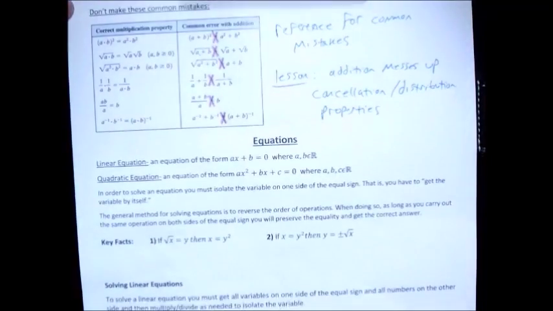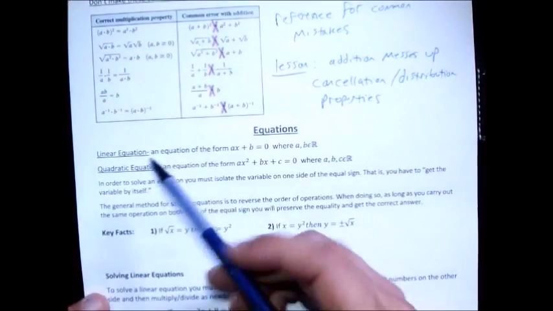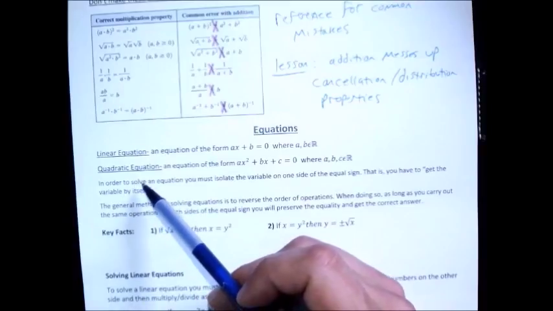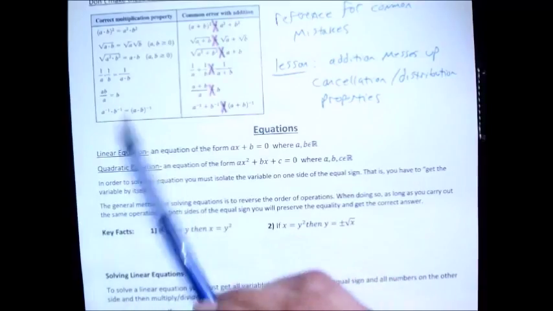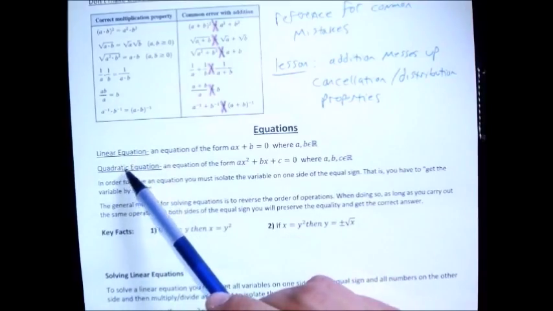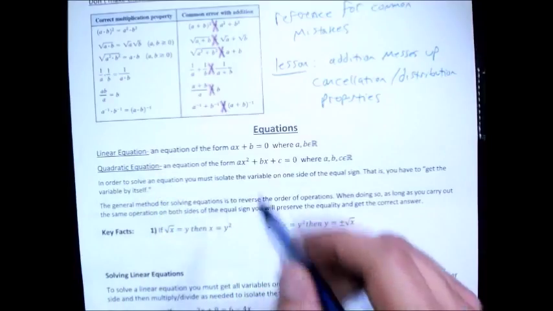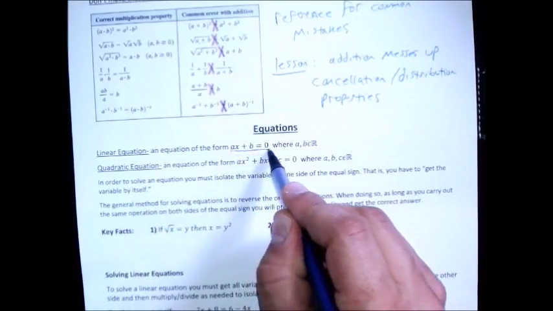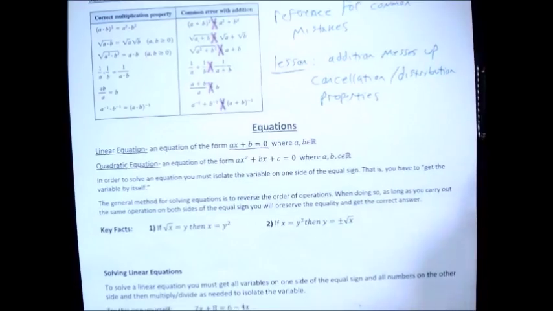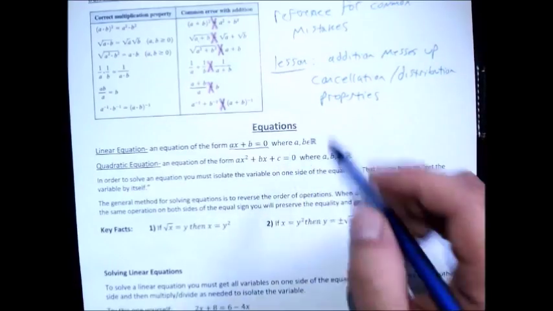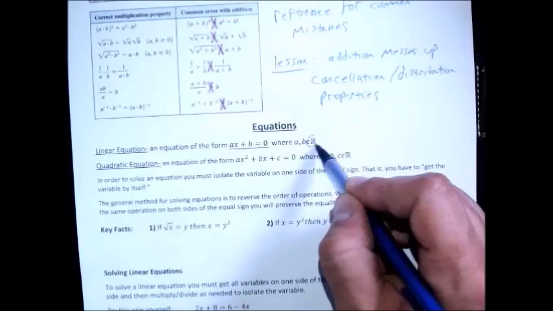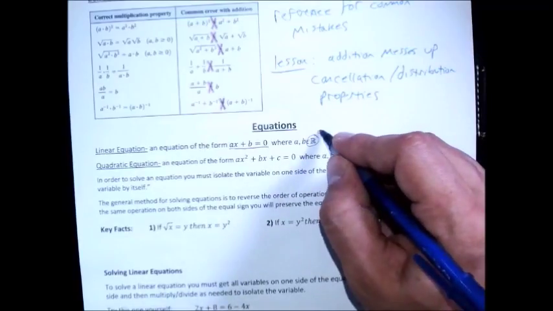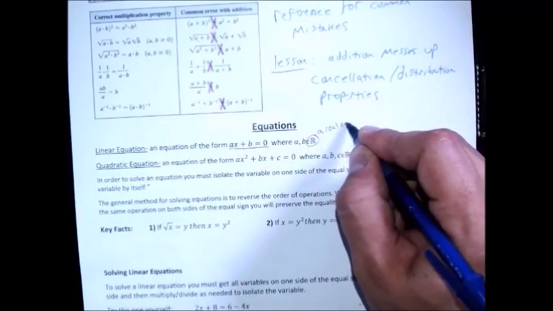Okay. Let's talk about equations then. So there's two types of equations that we'll see for the most part and that we want to try to solve in this class. Linear equations and quadratic equations. So linear equations have this form, ax plus b equals something, where both a and b are real numbers. So this symbol, this capital R symbol, means a real number.